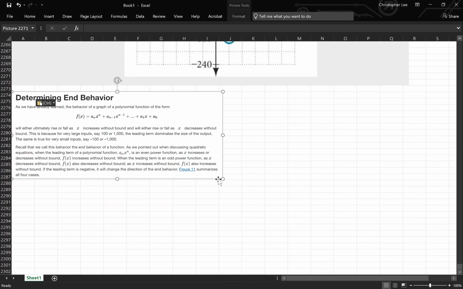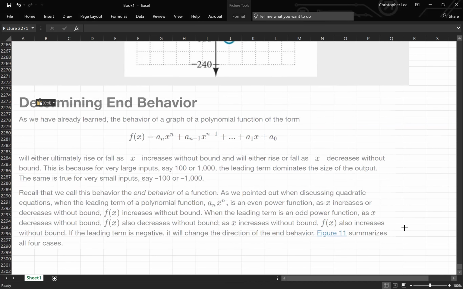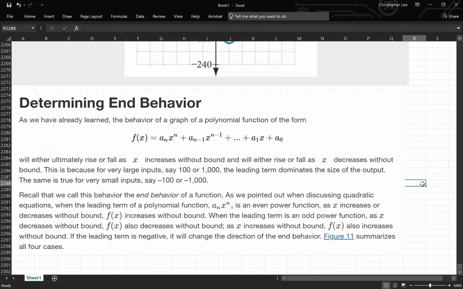Let's take a look. So now we want to talk about determining end behavior, right? As we have already learned, the behavior of the graph of a polynomial function of the form f of x is equal to a_n x to the n plus a_(n-1) x to the n minus 1, etc., will either ultimately rise or fall as x increases without bound, and will either rise or fall as x decreases without bound. This is because for very large inputs, say 100 or 1000, the leading term dominates the size of the output. The same is true for very small inputs like negative 100 or negative 1000.